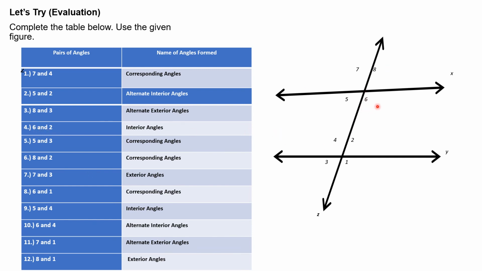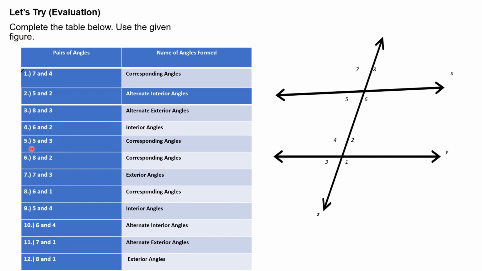Next, number 4, angle 6 and angle 2. Angle 6 is an interior angle. Angle 2 is an interior angle, and they are both on the same side of our transversal line. That means angle 6 and angle 2 are interior angles. They are one pair of interior angles.